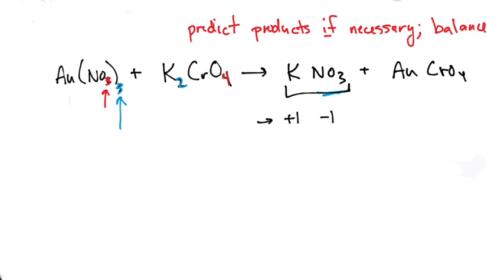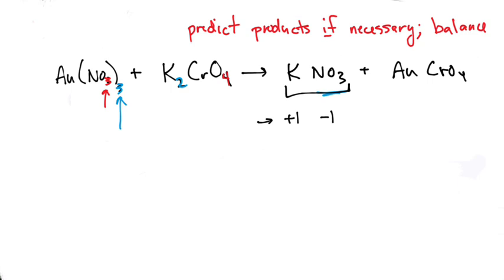Okay. So potassium nitrate was fine. What's the next deal? We have gold and chromate. Are you required to know the charge on gold? No. Are you required to know the charge on chromate? Yes, -2. No. Were you required to memorize chromate? No. So do we know the charge on chromate? No, because if you don't even know what chromate is, you're not expected to know what its charge is.